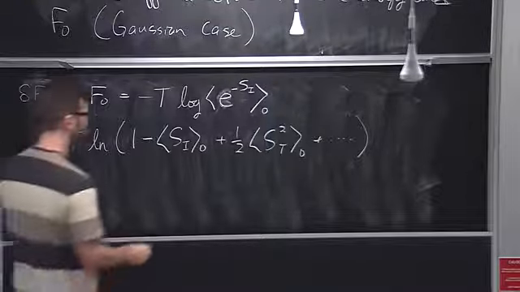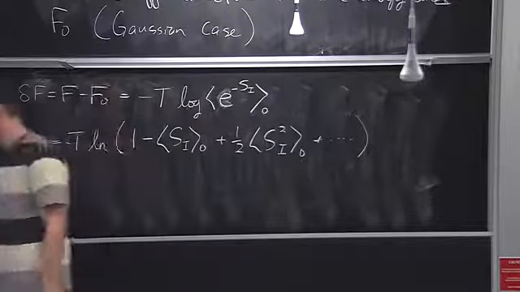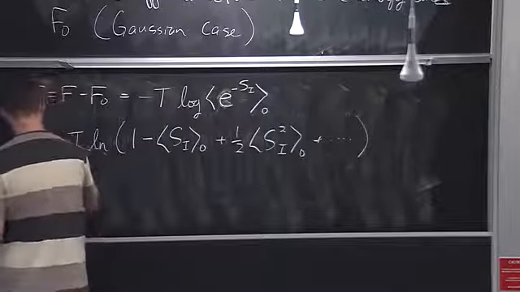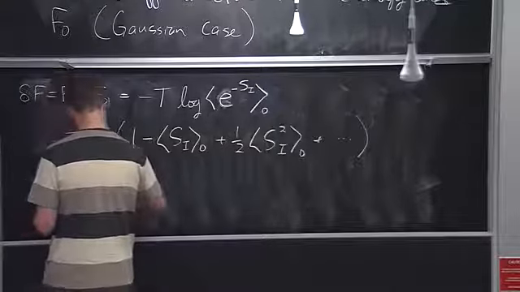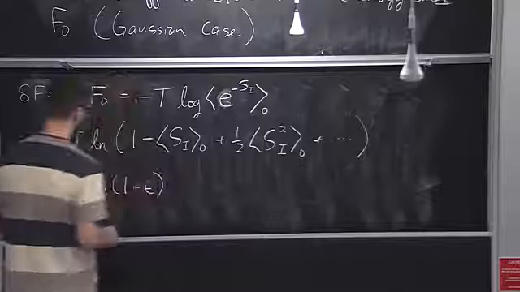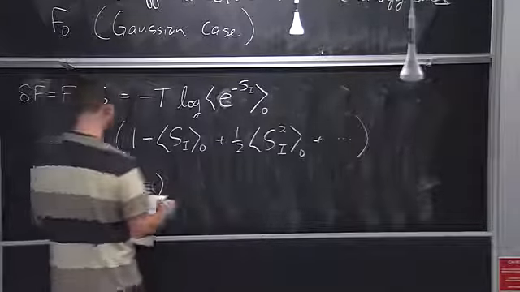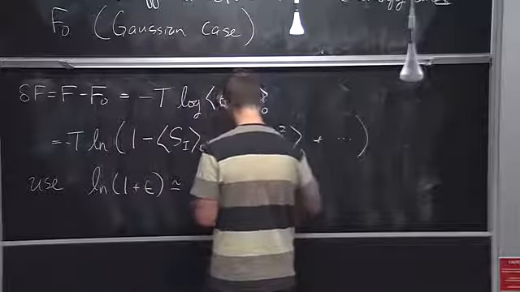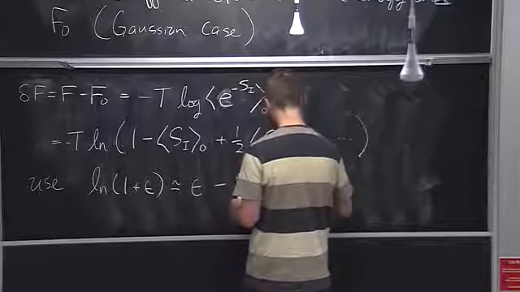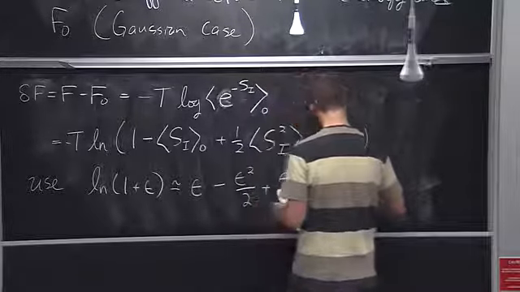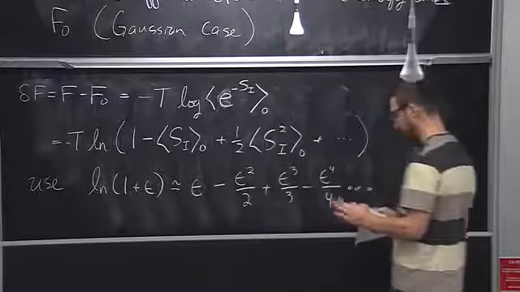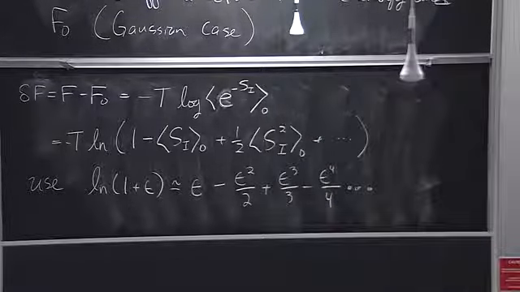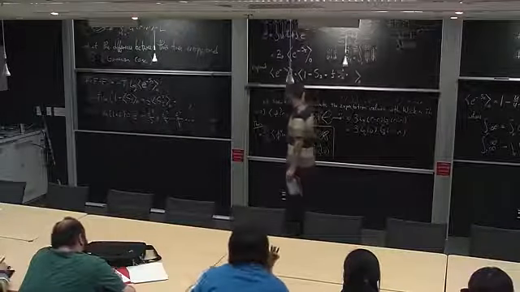So in the spirit of perturbation theory, let me assume that I have a small parameter and use an expansion: log of 1 plus epsilon, where epsilon is small, is approximately equal to epsilon, minus epsilon squared over 2, plus epsilon cubed over 3. And the reason that's justified is because I'm assuming that I have this parameter u that's small, which is completely unjustified.